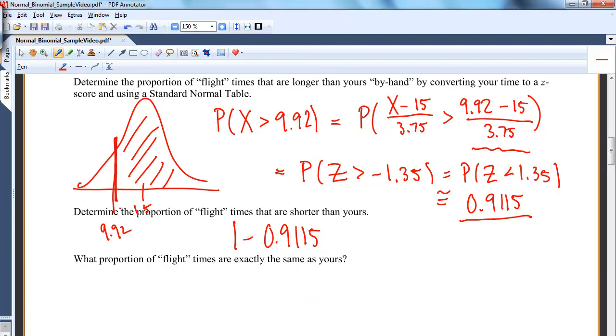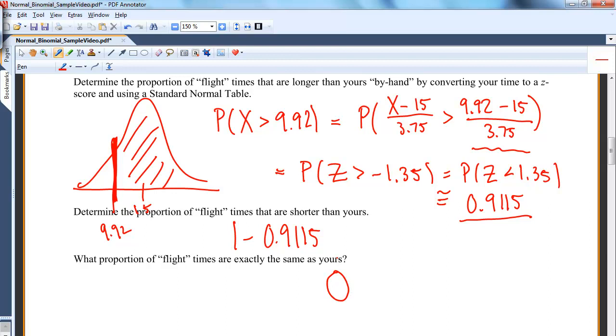There's no area under the curve at a point. And it's very, very unlikely if that truly is a random number and they stop at the right time. If you could go out to many, many digits, it's unlikely anybody's going to have exactly the same time as mine. In terms of thinking about area, there is no area under the curve at this point. So the proportion of flight times that are exactly mine in reality is 0.